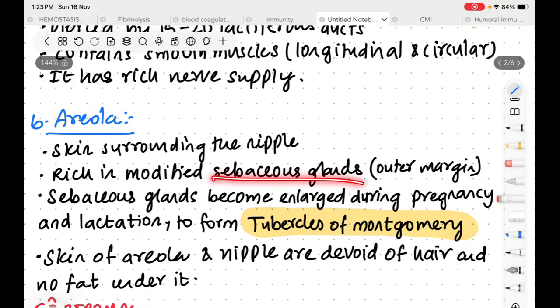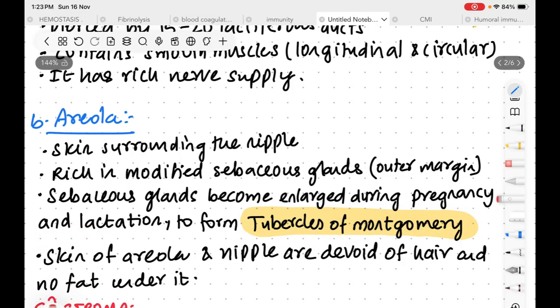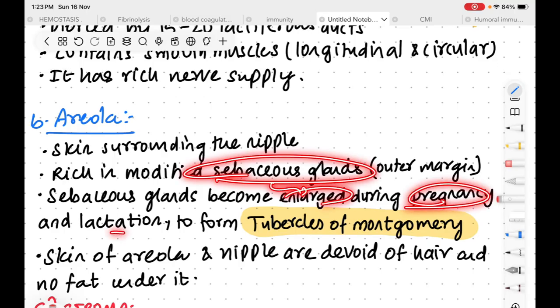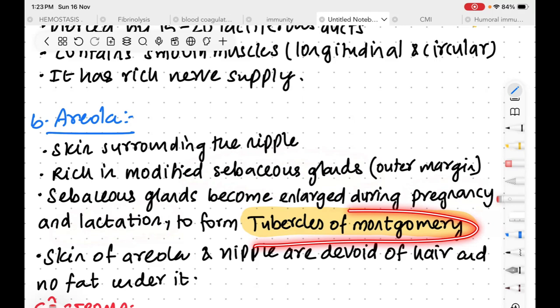These sebaceous glands are enlarged during pregnancy and lactation to form the tubercles of Montgomery. Okay, so what is the meaning of this? These tubercles of Montgomery are nothing but the sebaceous glands only. They are enlarged sebaceous glands.